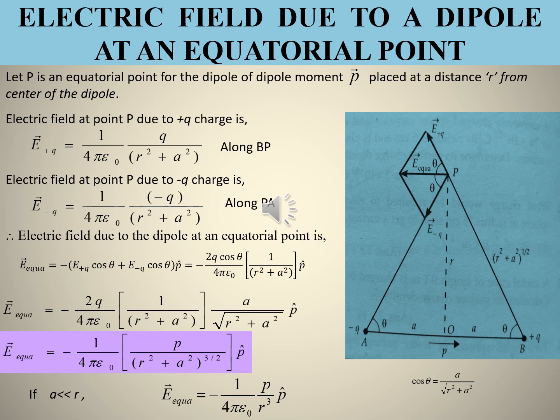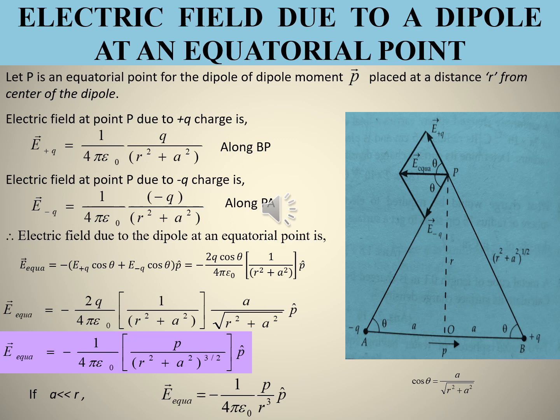To find the total electric field due to the dipole, first we write down the expressions for electric field at point P due to the two charges separately and then add them up vectorially. So first the expression for electric field at point P due to plus q charge is given by 1 by 4 pi epsilon naught q by r square plus a square, which is directed along BP, and it is because the charge at the point B is positive and therefore the electric field due to that charge is directed from the charge towards the point, so it is along BP.